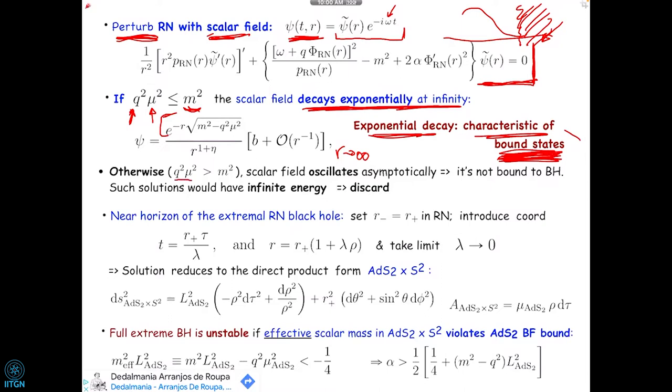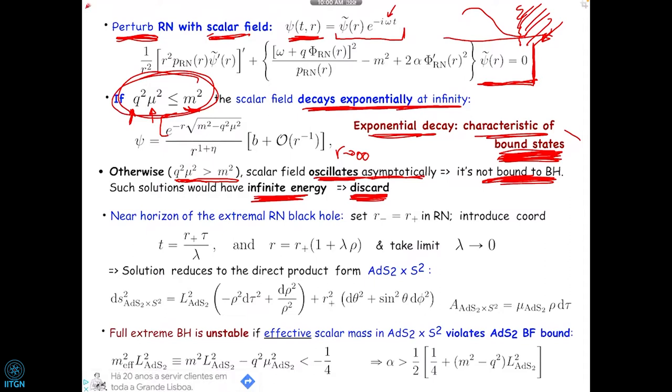On the complementary regime, where the charge of the scalar field times the chemical potential is bigger than the mass of the scalar field, we find that the scalar field oscillates asymptotically instead of decaying exponentially, which means in particular that it is not bound to the original Reissner-Nordström black hole. And we can check that such solutions have infinite energy. Therefore, I must discard them. So I'm only interested from now on in the case where the charge of the scalar field times the chemical potential of the solution is smaller or equal to the mass of the scalar field.